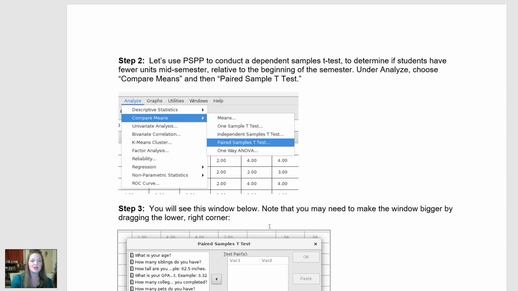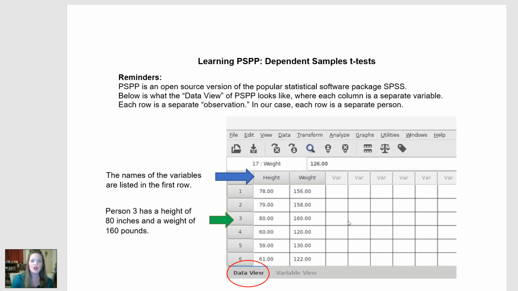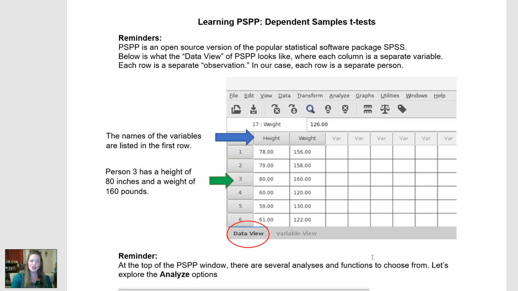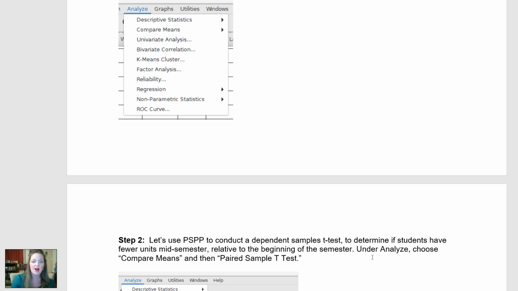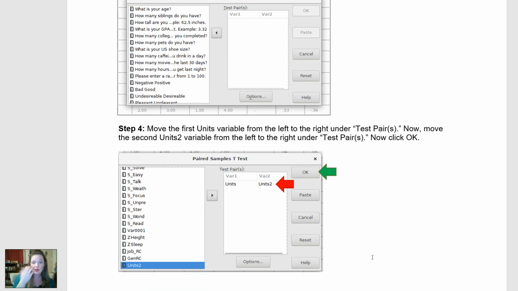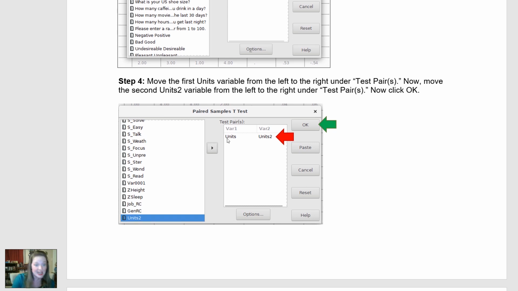Because it's a paired samples t-test, what you're going to be looking at is a column of data where person 1 had a particular number of units, and then person 1 had a different number of units. So you're comparing the two columns for this same person. Units 1 and units 2, those two different variables in PSPP. And so now for each person, I'm going to be comparing how many units they had at the beginning of the semester versus how many units they had now.